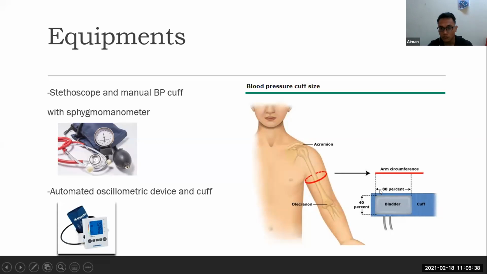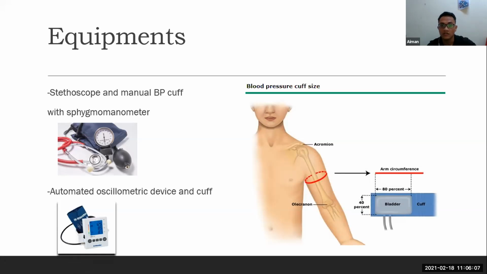is 80% of the arm circumference, and then the vertical bladder cuff has to be 40% of the arm circumference. So make sure that it is covering the arm of the patient perfectly.